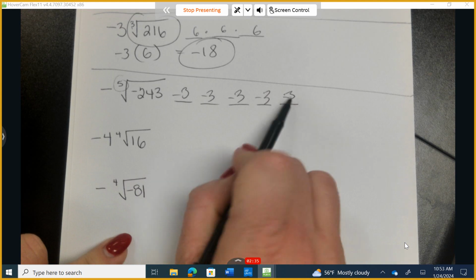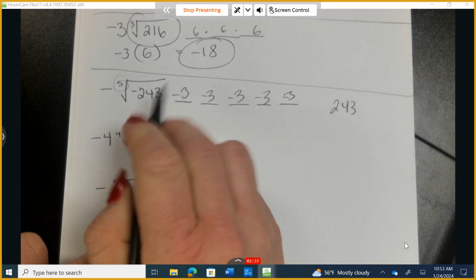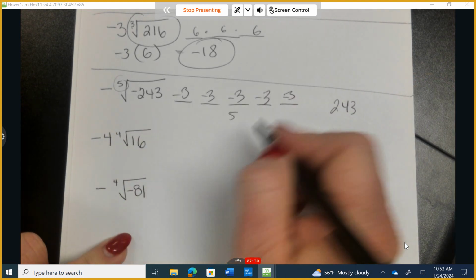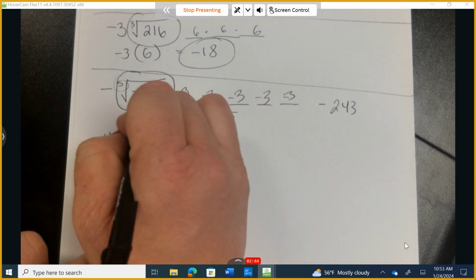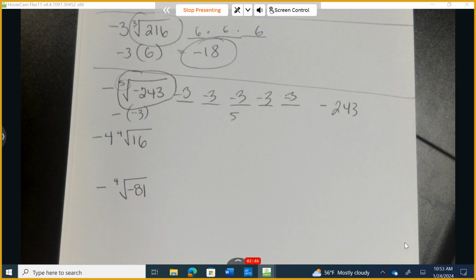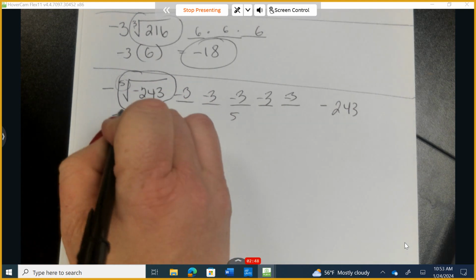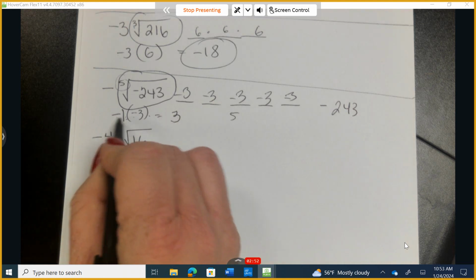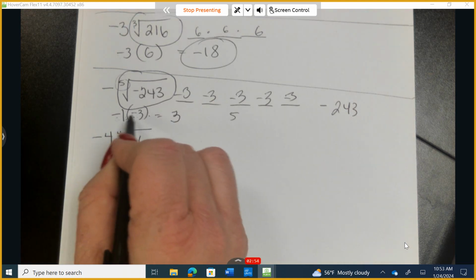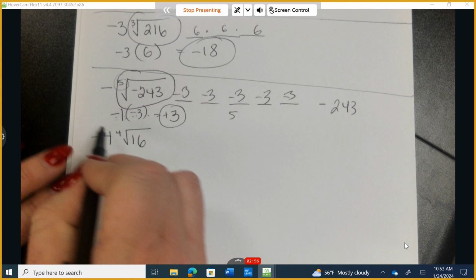3 times 3 times 3 times 3 times 3 is 243. And I have 5 negatives. 5 is an odd number, so this is negative. That proves to me that this portion is negative 3. Then I have the negative sign in front. This is really like a negative 1 times negative 3. Well, 1 times 3 is 3. 2 negatives, well, 2 is an even number. This final answer is positive.